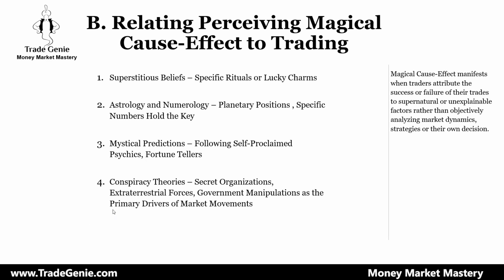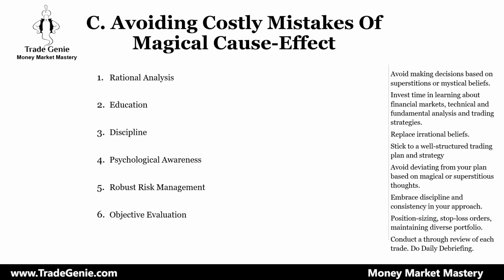So think about that. Conspiracy theory: these kinds of traders believe in secret organizations, extraterrestrial forces, government manipulation as the primary driver of market movement. If the trader believes like that, he is just ruining his account. So avoid the costly mistakes of magical cause effect. The market is so complex that it's very hard to trade the way retail traders are thinking. No linear cause effect, or magical cause effect, or personal cause effect. Instead: rational analysis, proper education, discipline, psychological awareness, robust risk management, and objective evaluation of each trade.